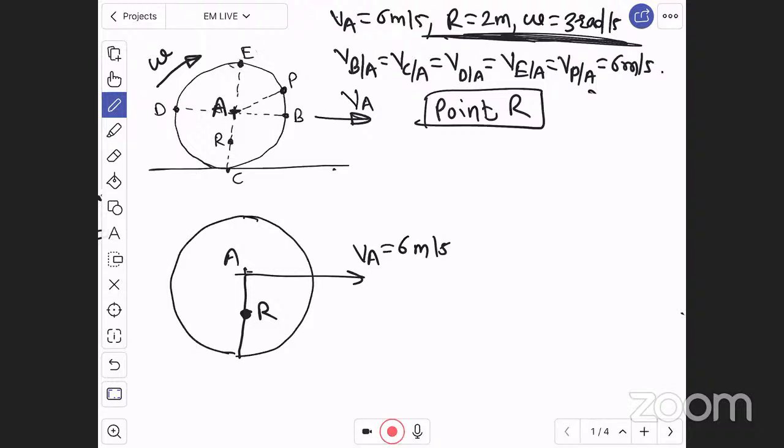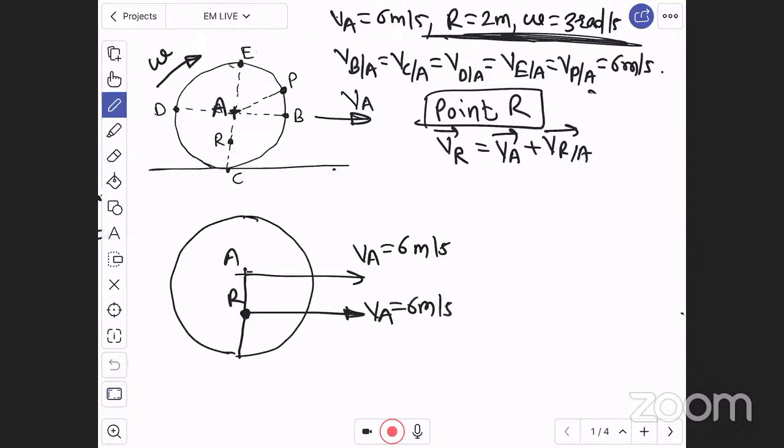Right. Now, the velocity of A will remain as it is for point R also. That is, velocity of R will be equal to velocity of A plus velocity of R with respect to A. Therefore, for R point also, velocity of A will remain as it is, which is nothing but 6 meter per second. Now, velocity of R with respect to A will be equal to radius of distance between A and R into omega.